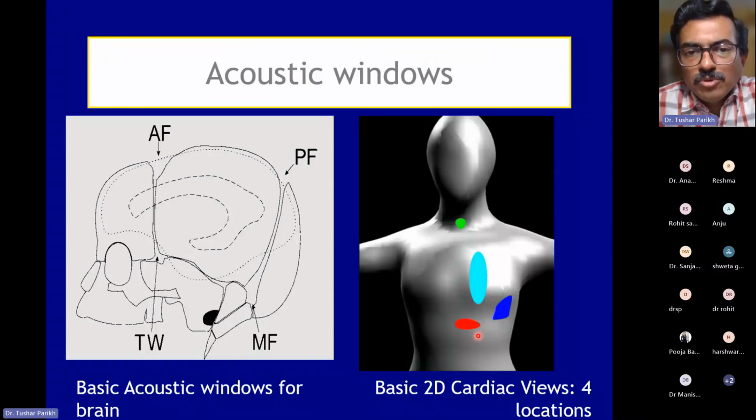So anterior fontanelle, posterior fontanelle, temporal window, and mastoid fontanelle. These are the areas or acoustic windows on the child's skull. And on the chest, there are four main areas through which we look at the heart. So basically, these are the acoustic windows from which we peep inside.